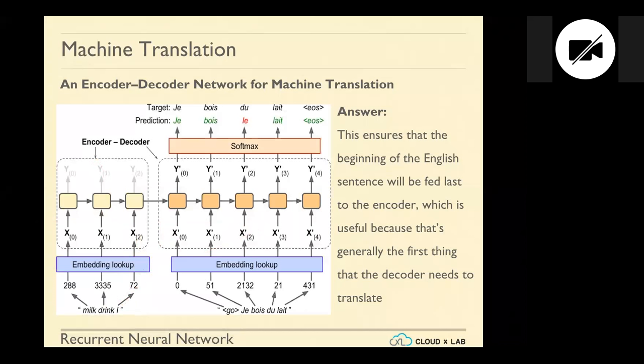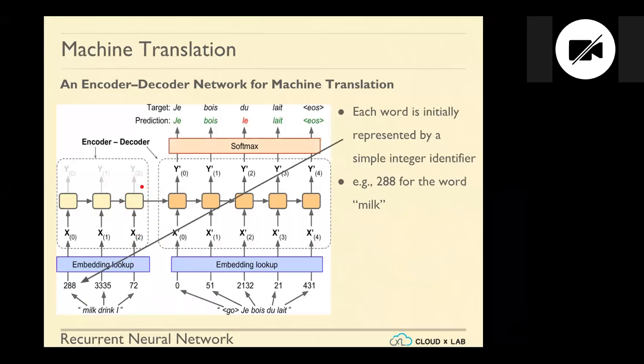This is more optimum than passing "I milk drink". Reverse is far more optimum because here the decoder will see the last one first, because that one will be fed last in the last step.